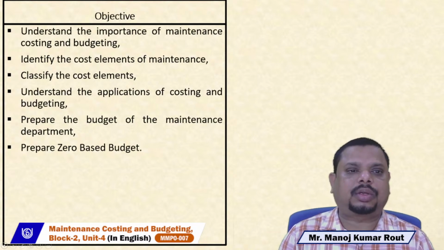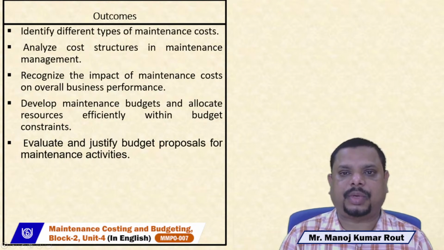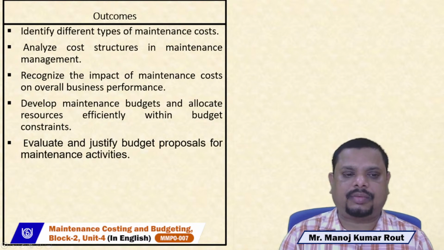Moving to the next one, the outcomes of today's session. So we have to identify different types of maintenance cost, then analyze the cost structure, especially with reference to maintenance management, then recognize the impact of maintenance cost on overall business performance, then develop a maintenance budget and allocate resources efficiently within the budget constraint. And the last outcome we have is to evaluate and justify the budget proposal for maintenance activities inside the organizations, for department as well as sub-department levels.